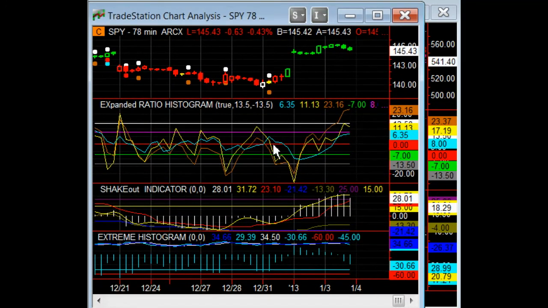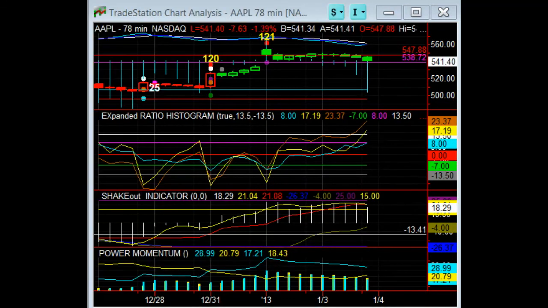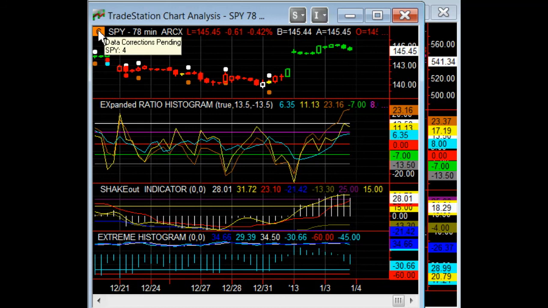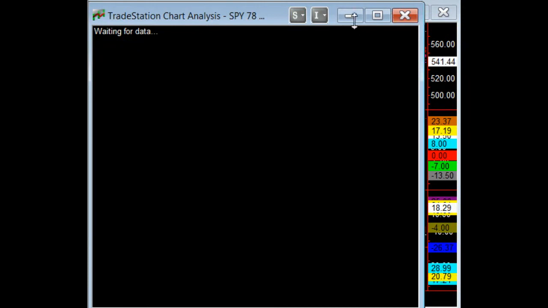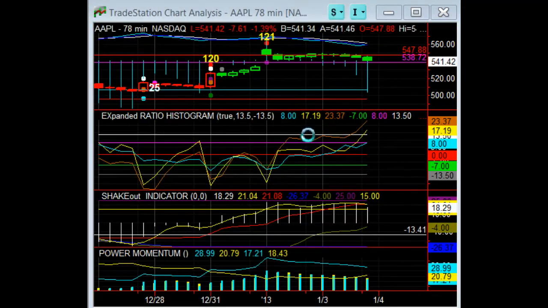SPY 78 minute. No clear setup with that one. Now, this is interesting. When you see this right here, it means there's some errors, corrections for the chart, so you can just apply those corrections, and that will also cause the window to recycle.